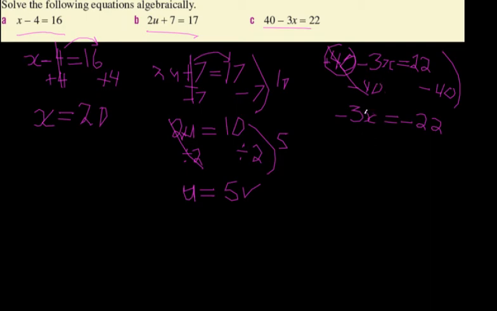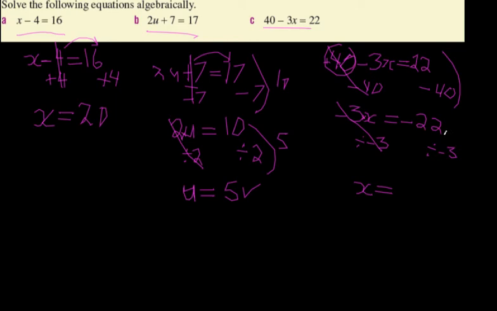Alright, next step, we've got negative 3 times. So we need to go divided by negative 3. We divide this side by negative 3. When we do that, they cancel each other out. So you're left with x equals, now it's 22 divided by 3.